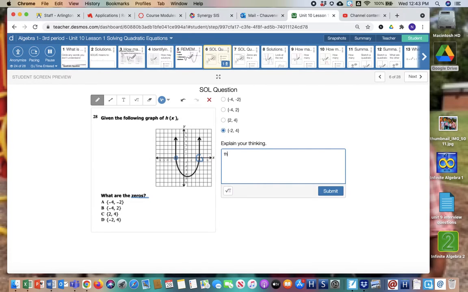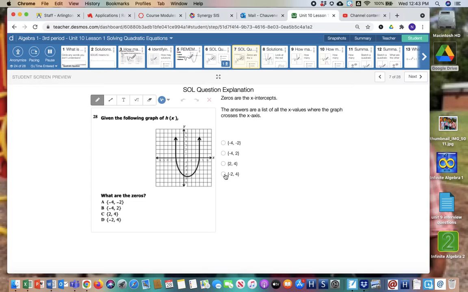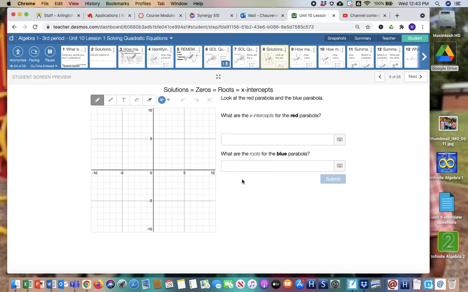These are the x values when the graph crosses the x-axis. Here again, it's the same question showing the explanation. The zeros are the x-intercepts, so the answers are a list of the x values where it crosses the x-axis, -2 and 4, which is why it was this answer. All right, so what about here?